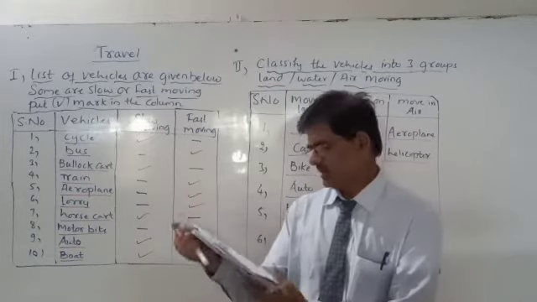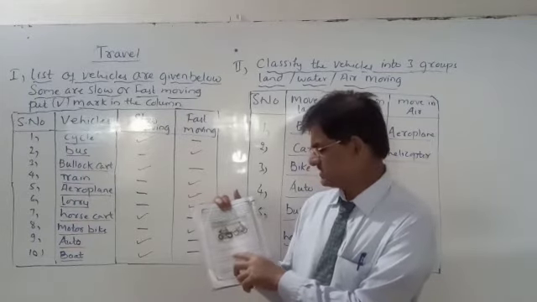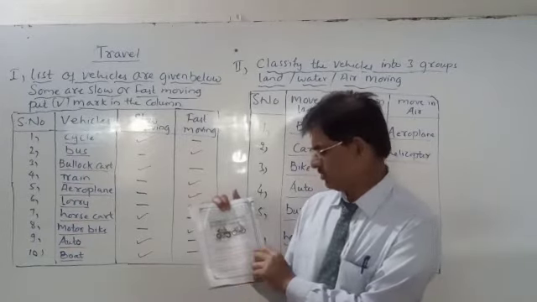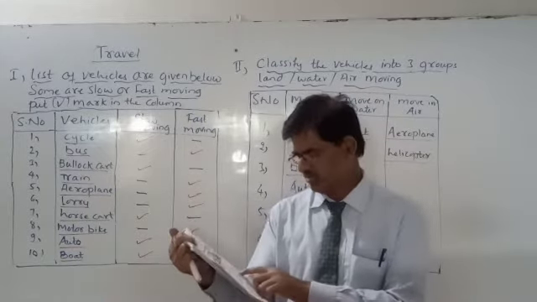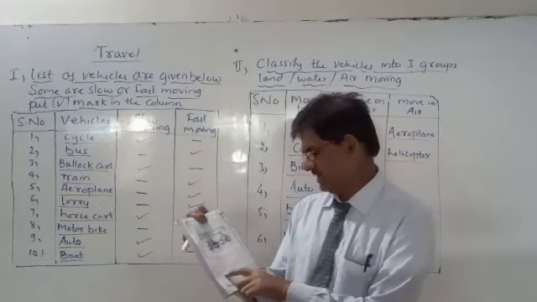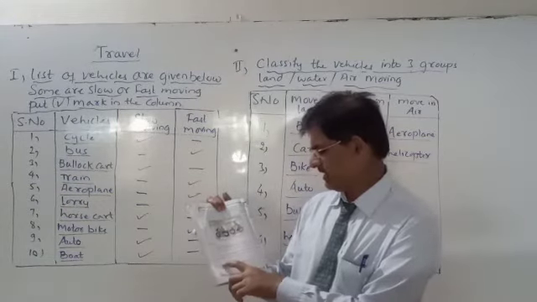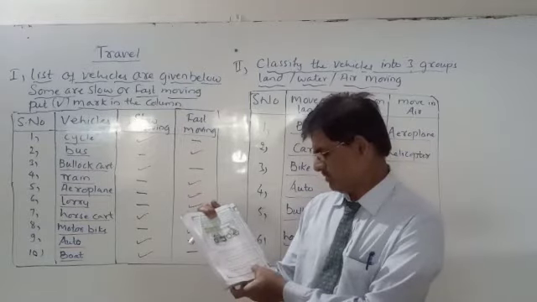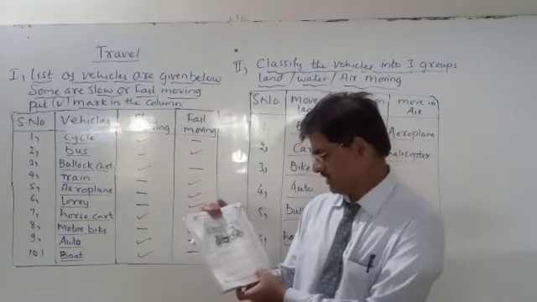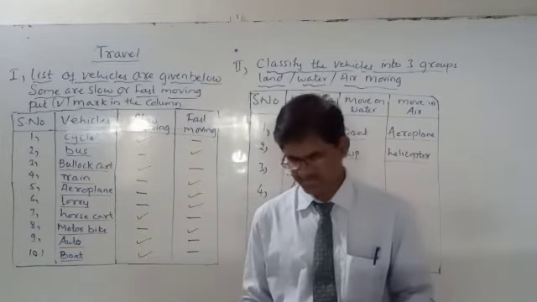Write any four vehicles that move on the land: bus, car, lorry, auto. And you have seen the vehicles that move on the water. Write here which move on the water: boat, ship. Do you know about the vehicles that move in the air? Write here: aeroplane. Now here, the next page.